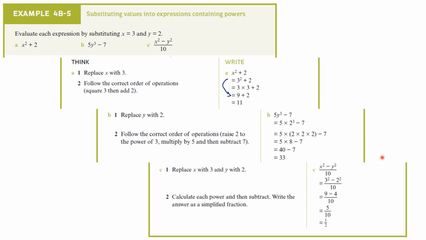And lucky last, x squared minus y squared, divided by 10. X is 3. We take 3 and we square it, minus 2 squared. 3 squared is 9. 2 squared is 4. Still have the subtraction sign in between. 9 minus 4 is 5. 5 over 10. Simplify that fraction. Think back, this is chapter 1, simplification of fractions. We have a half.